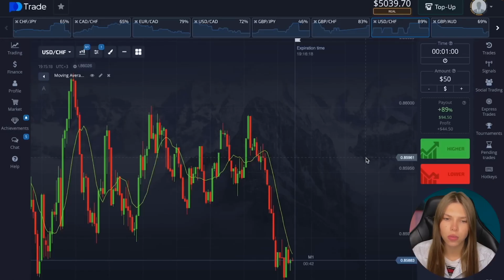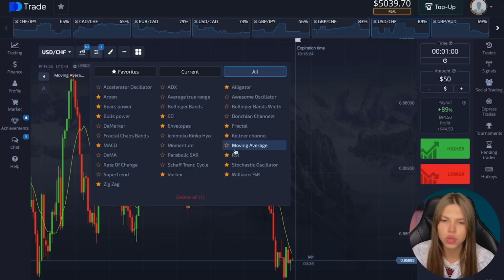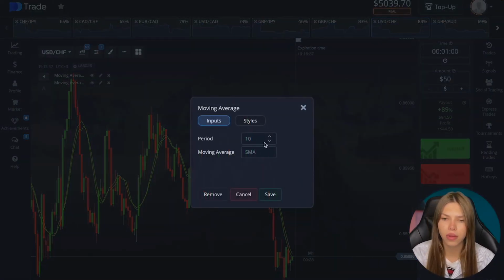There is also a second option to open deals at the intersection of a short and a long moving average. That is, we turn on two indicators. Where is it? I forgot. Okay, like if you find it faster than me. We turn on two indicators, one with period 11, the other 5.